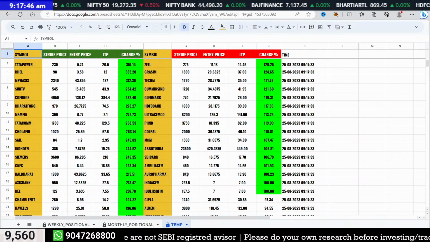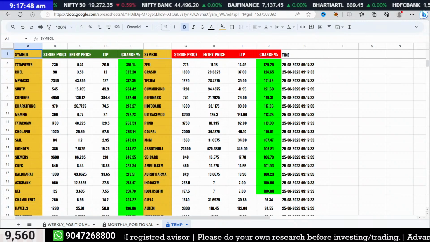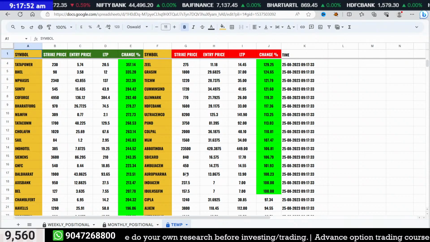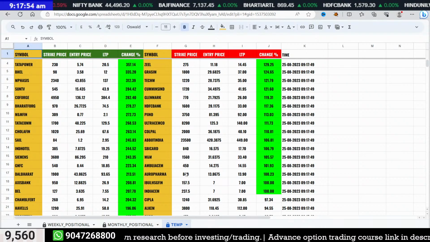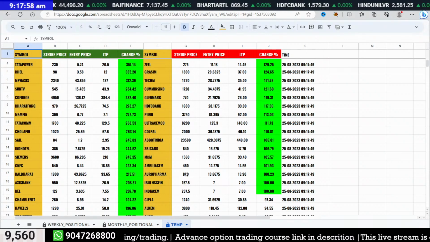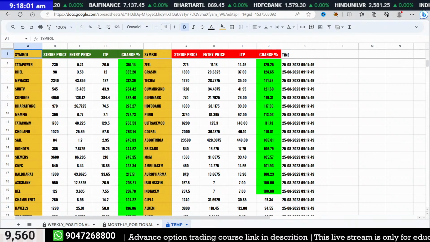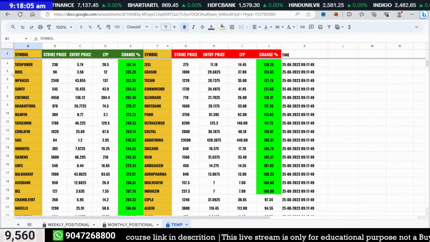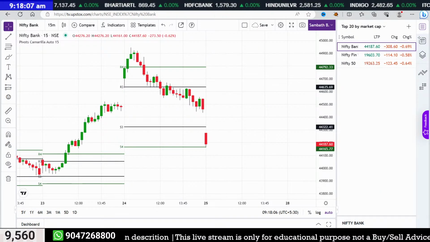Something like India Cement is not a liquid one, and the other one is also not liquid. Cipla around 31, so we try only after 9:30. In this case, Tech Mahindra 1220, almost 35. Zee Entertainment, 14. So we need to wait, and we can try for opportunities.